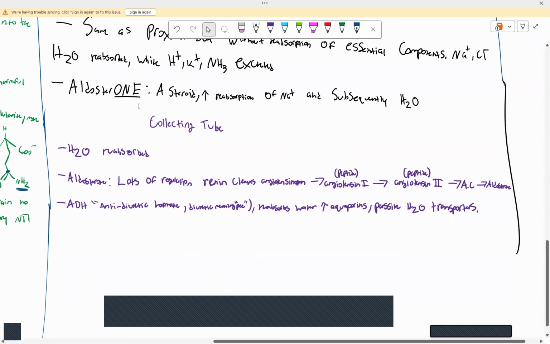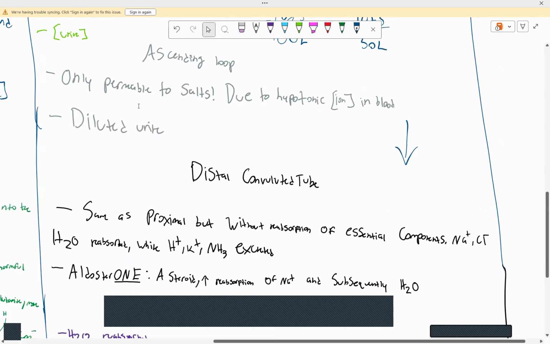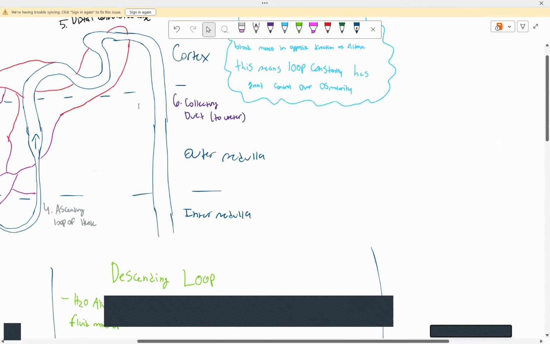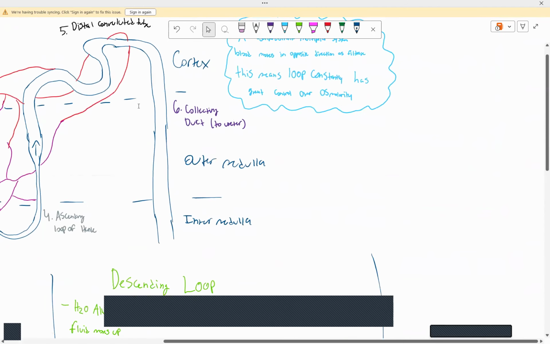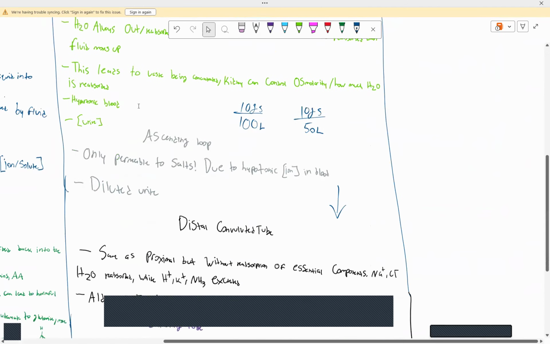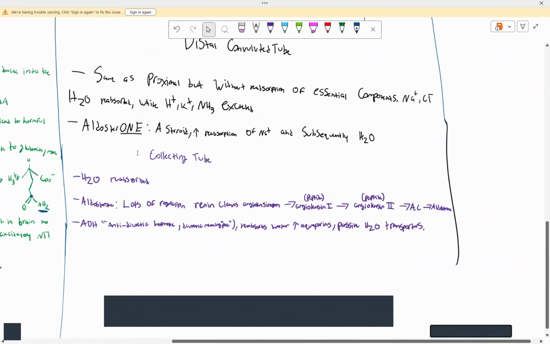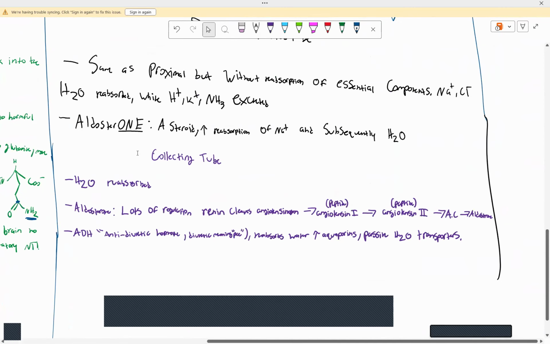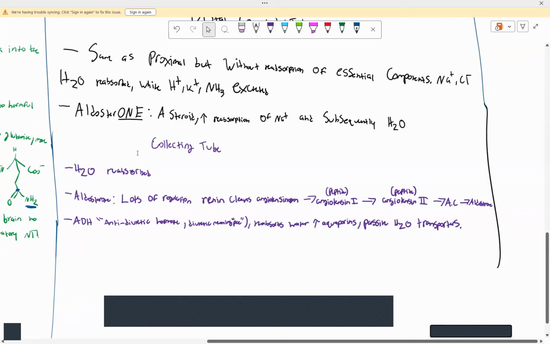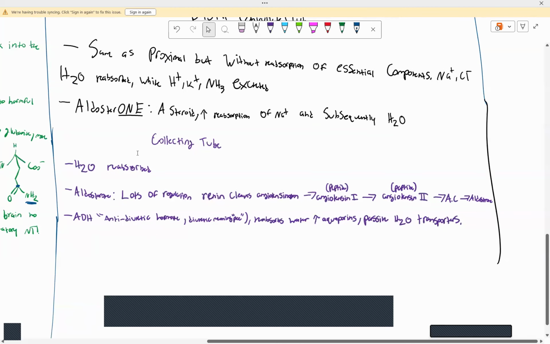And then the collecting tube, that's the last thing I want to talk about, or the collecting duct, whatever you want to call it. This is where water is getting reabsorbed, because remember, the collecting duct is going down to the ureter. So the filtrate can get stored in your bladder, and then you excrete it when you pee.